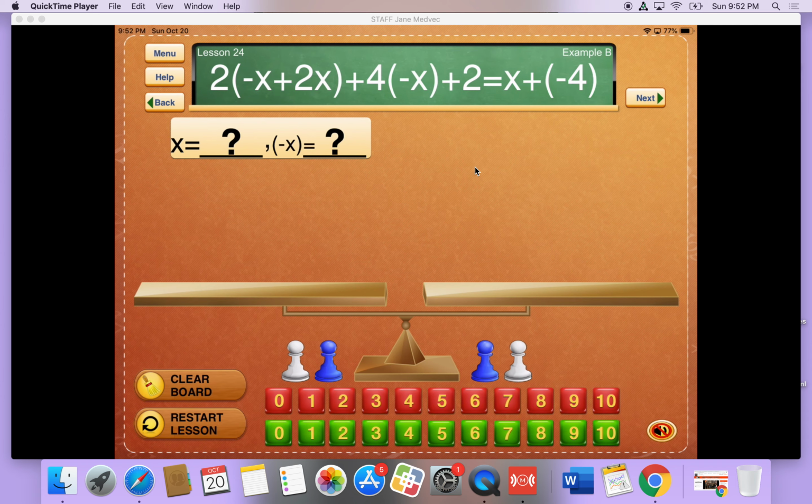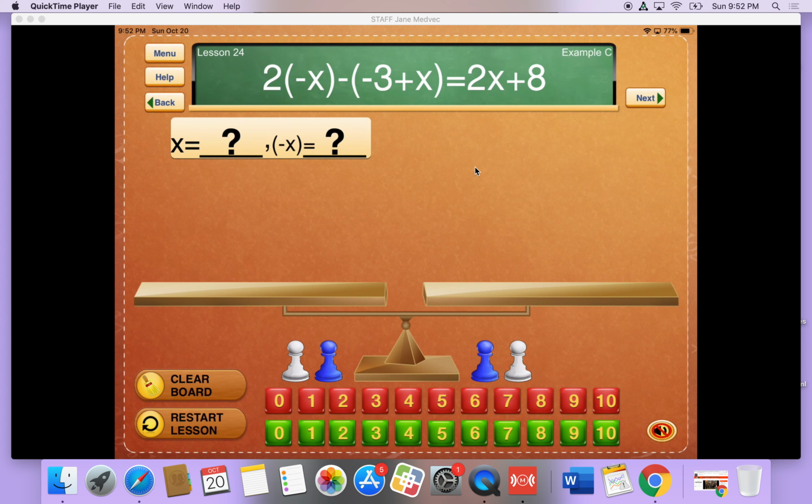What we're going to do today is we're going to work on lesson 24. This is the last new lesson of hands-on equations. Lesson 25 will be the test review, and then we're all done with hands-on equations. So this is example B, and this is example C, and I'm going to show you how to work these lessons.